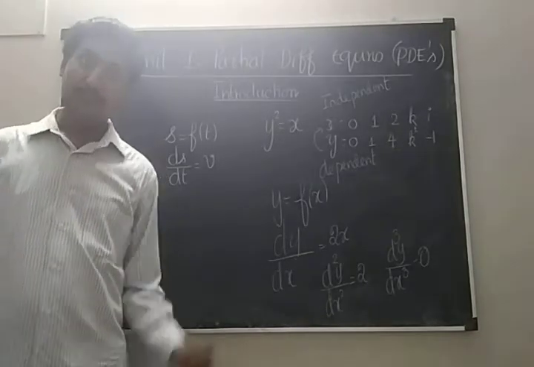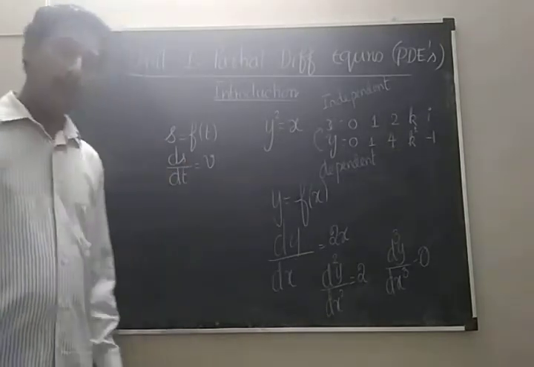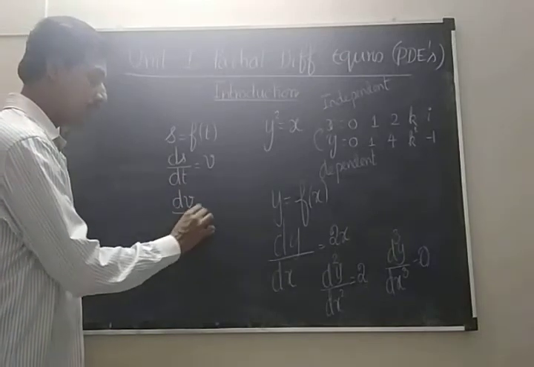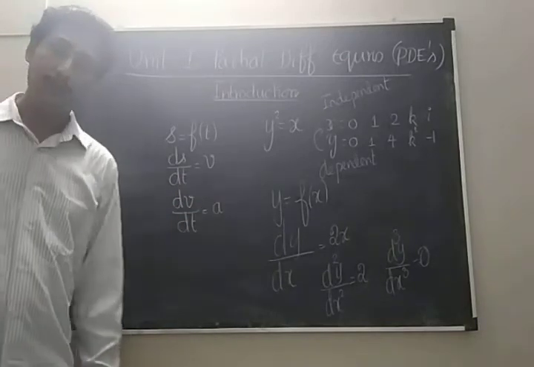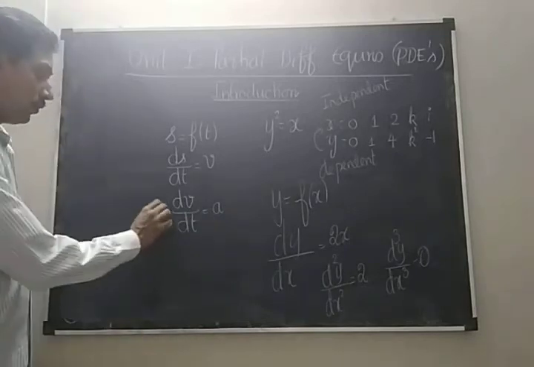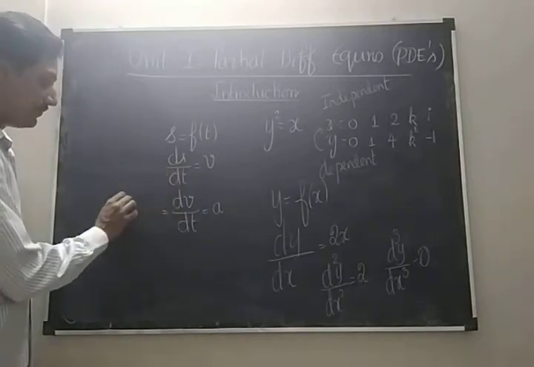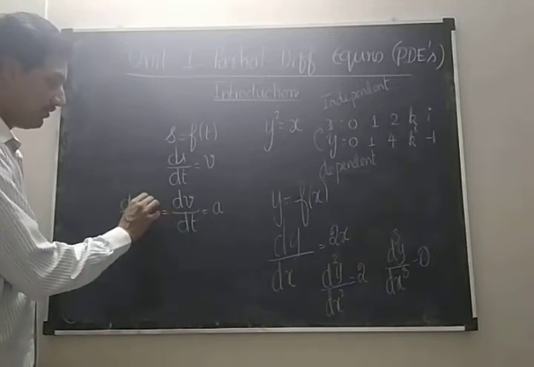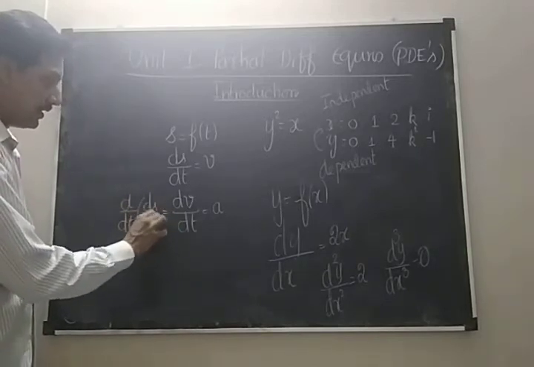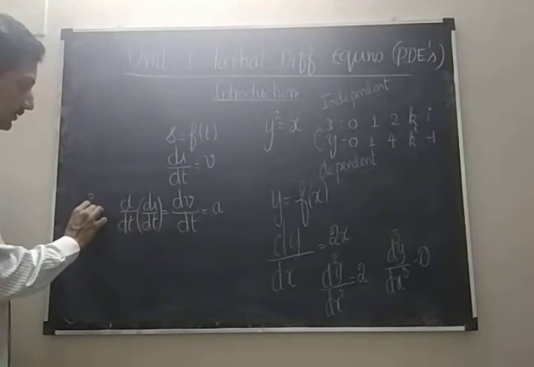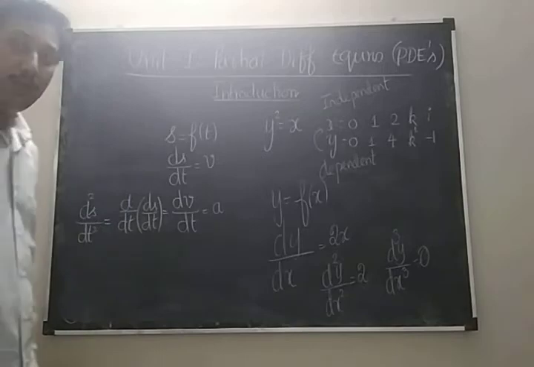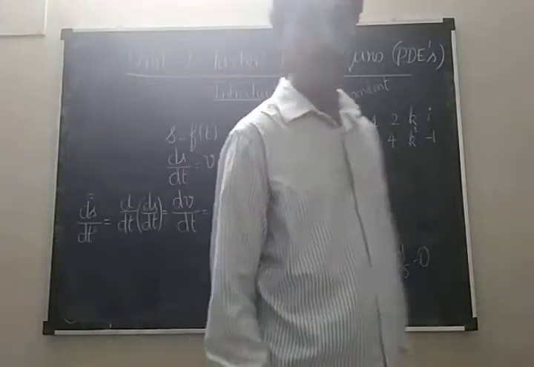Sorry, this is the first order derivative. What is the rate of change of velocity with respect to time t? It is called the acceleration. So this is d by dt of v. What is v? v is ds by dt, so acceleration is d squared s by dt squared. So this is the second order derivative.